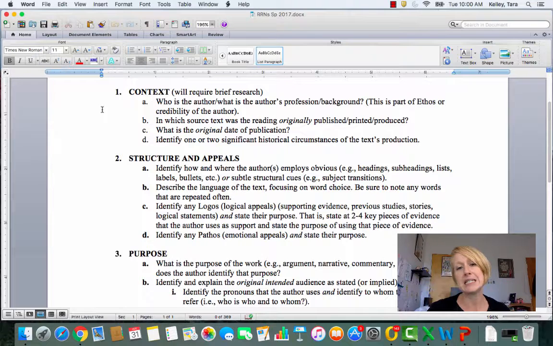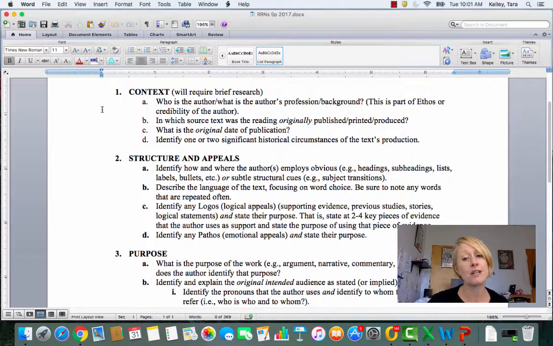So that is what D is asking you to do, is to identify one or two things that influence the text production, that is really key in influencing how and why this text was written. So number one, A, B, C, D, we have discussed context. Now we move on to structure and appeals.